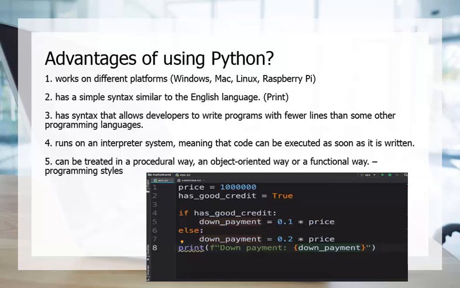3. It has a syntax that allows developers to write programs with fewer lines than some other programming languages. 4. It runs on an interpreter system, meaning that code can be executed as soon as it is written. 5. Choose your own programming style. It can be treated in a procedural way, an object-oriented way or a functional way.